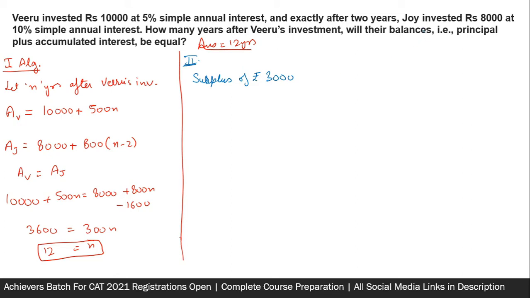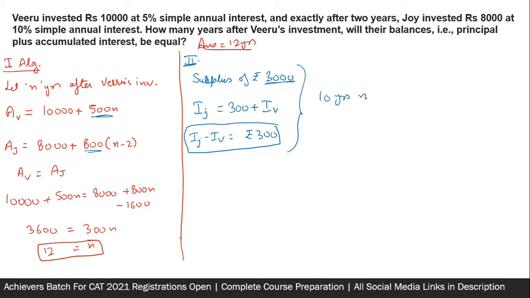Now the interest earned by Joy every year is equal to 300 plus the interest earned by Viru every year. We have seen this here also, the 500 and 800. So the difference between their interests is 300 rupees. This is the only way Joy can recover the surplus of 3,000 which is lying with Viru. So you can see clearly that 10 years of time is needed to recover the surplus. So, 10 years needed by Joy, overall 12 years of time.